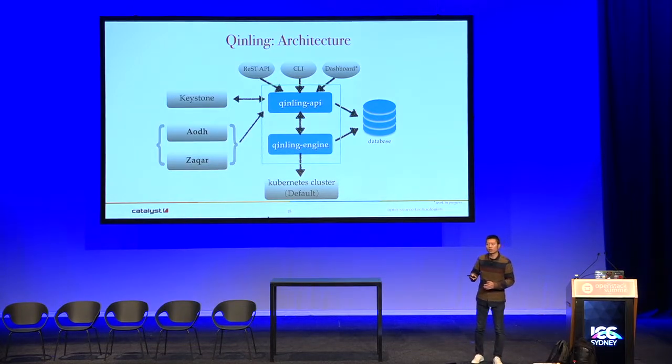Aodh is the alarming service in OpenStack. It provides the capability of triggering actions according to the defined rules against metrics collected by Ceilometer or Gnocchi. And Zaqar, as I mentioned, is a cloud messaging service that you can use in your cloud application.